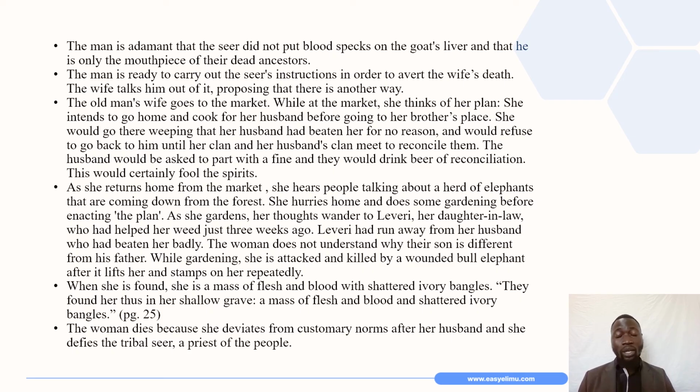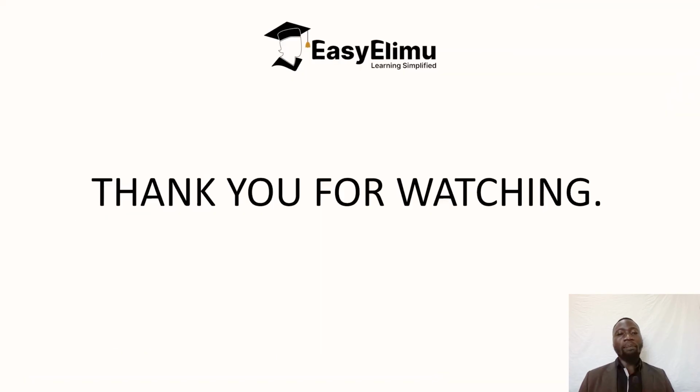So this is where again we see the issue of human and wildlife conflict. So the powers of the seer seem to be confirmed since his eerie prediction comes to pass. The woman dies because she deviates from customary norms after her husband, and she defies the tribal seer, a priest of the people. So, dear students, that marks the end of the session.